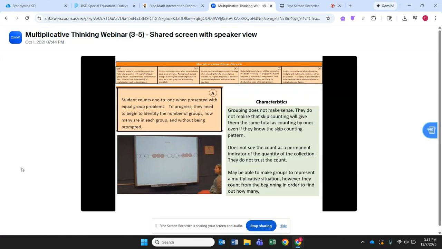Does not see the count as a permanent indicator of the quantity of the collection. They do not trust the count. Even if they know there's 4 people at the table, and then there's another 4 and another 4, they don't trust the count. So they go back to the count that they do trust. They trust the count by 1. May be able to make groups to represent a multiplicative situation. However, they count from the beginning in order to find out how many.